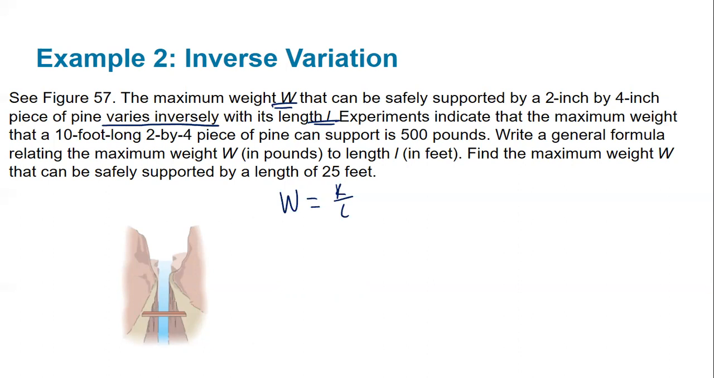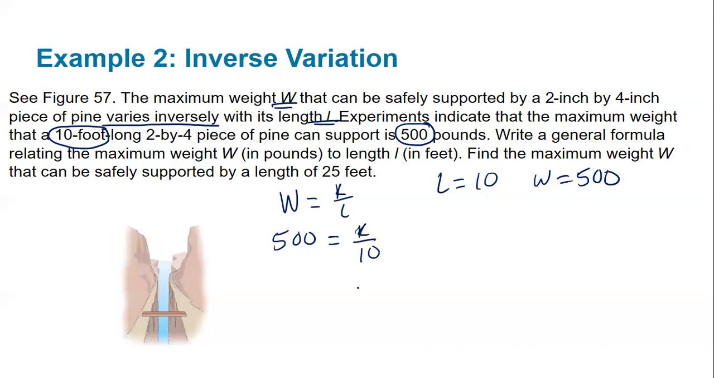So our given information is, it tells us here that we have a 10-foot long piece. So we have a length of 10, and the maximum weight for that is 500. Do I have enough information to solve for my K? Yes. So we're going to plug in and solve for K. So we have 500 equals K divided by 10.